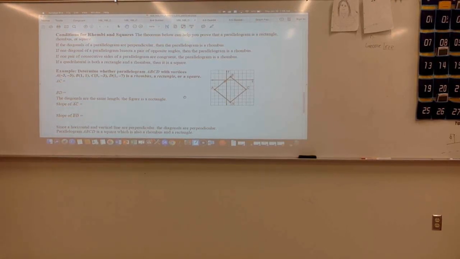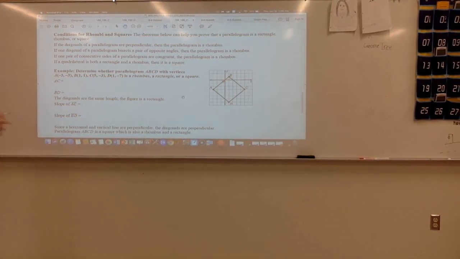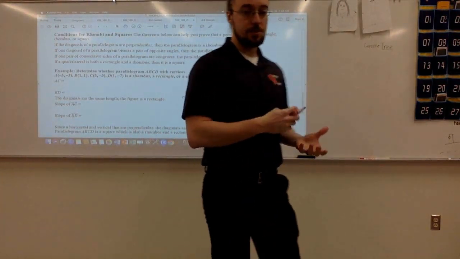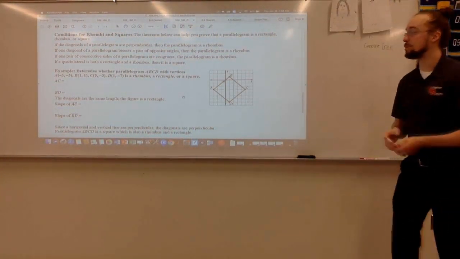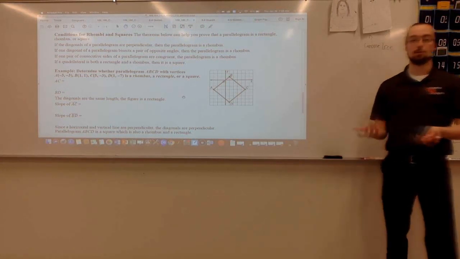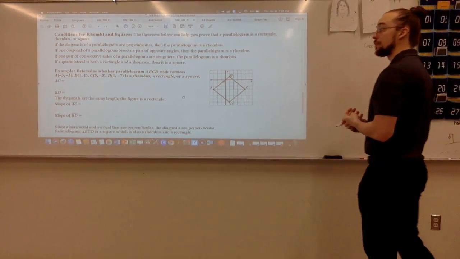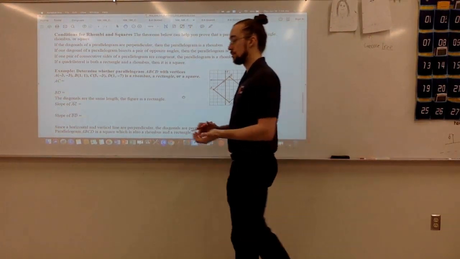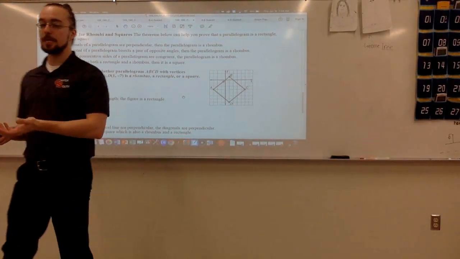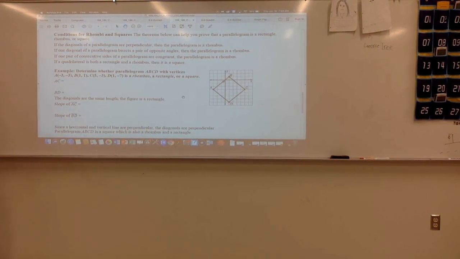Alright, so on the back, we are going to take a look at given coordinates, proving that something is a rhombus, a rectangle, or a square. So we've already looked at proving that something is a rectangle. Right, we looked at a couple of different ways by either showing that the diagonals are congruent using the distance formula, or showing that opposite sides are parallel and consecutive sides are perpendicular.